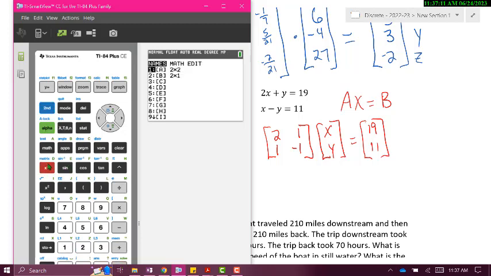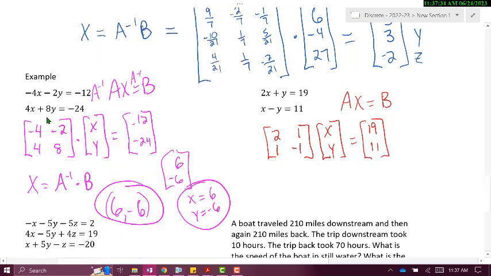Then we go to the menu again, we're going to edit number 1, so this is a 2 by 1, 19 to 11, and because we already have it typed in, A to the negative 1 times B, which is the same thing we're going to do here, so that those kind of cancel out.